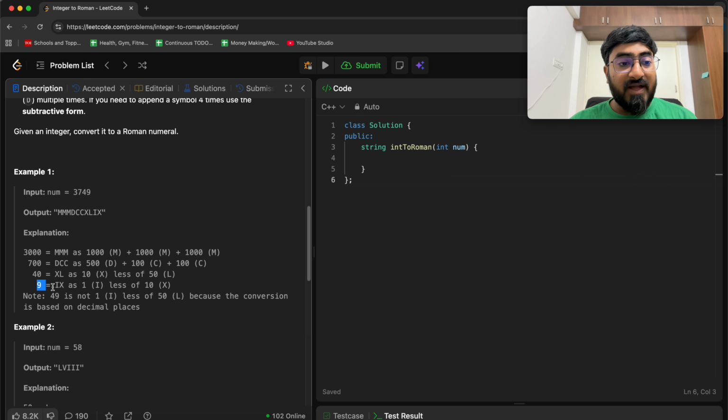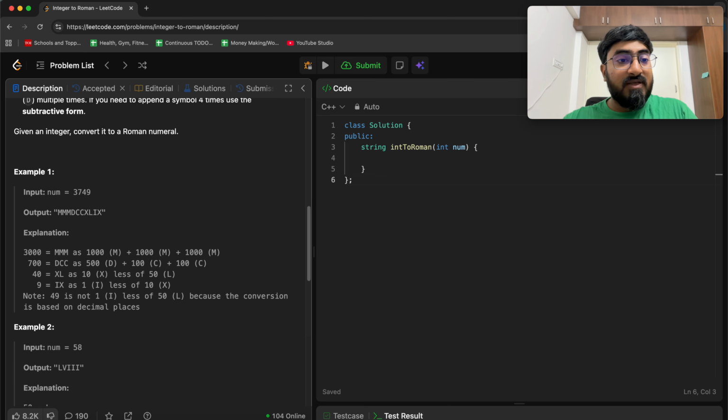For 9 you have IX. For 4 you have XL, and I'm saying 4 because 4 is at the tens digit, basically meaning 40. Then you have 7 at the hundreds digit, so 7 at hundreds is equal to DCC, and similarly 3 at the thousands digit is equal to MMM. So all we have to do is generate each digit's string, just the way it is done here, and keep appending the corresponding string representation for the digit into our resultant string.